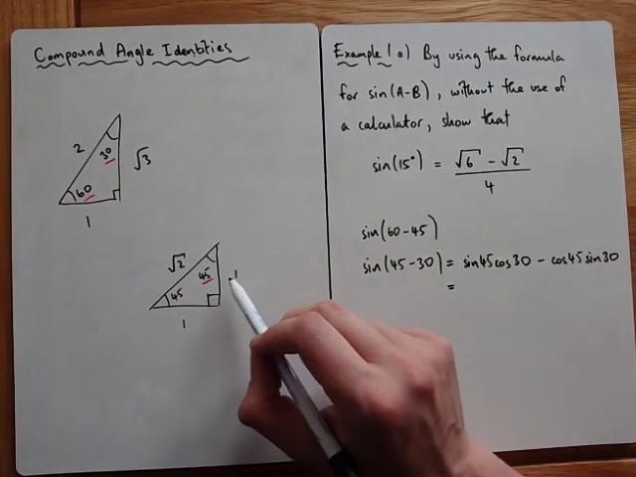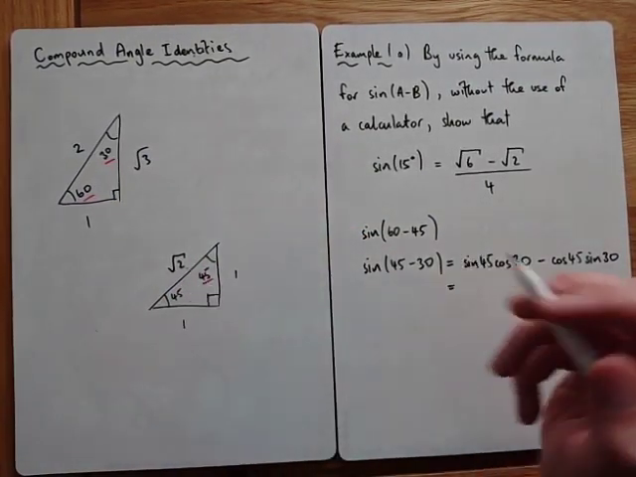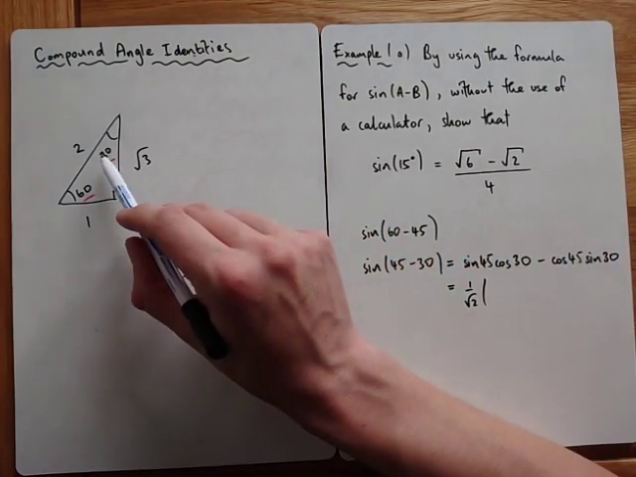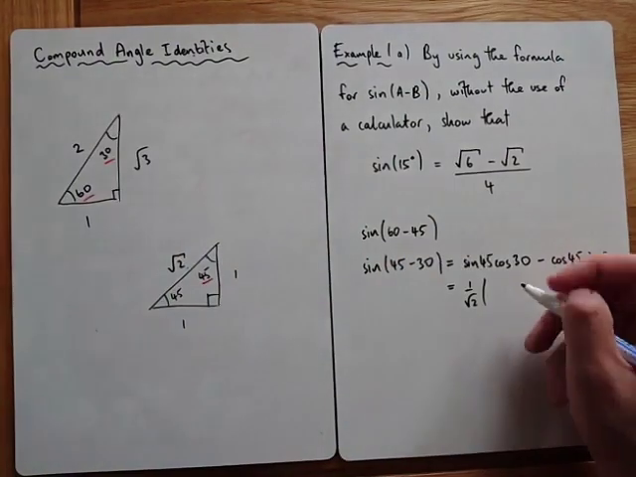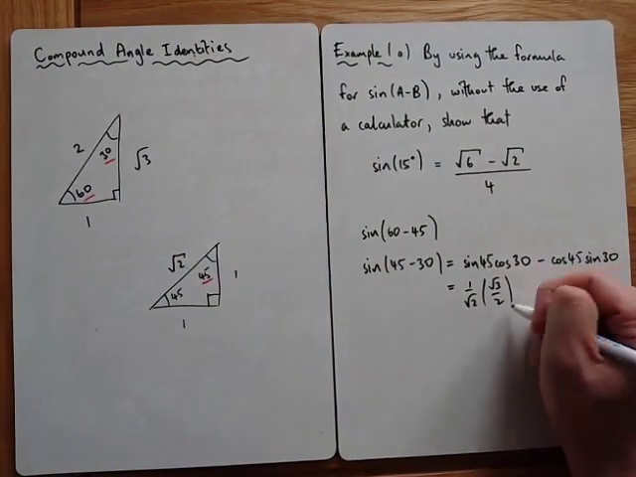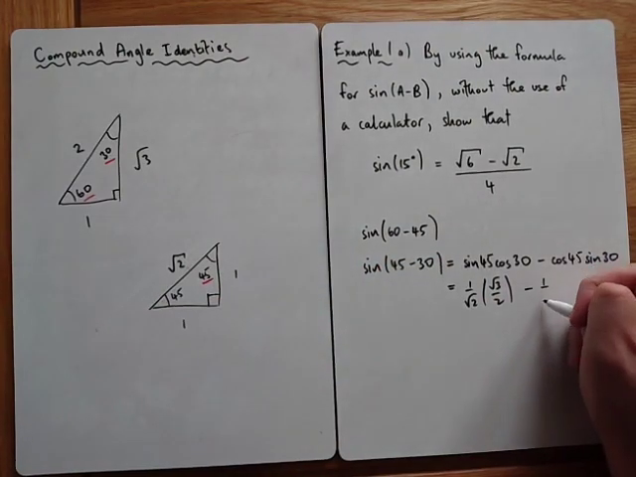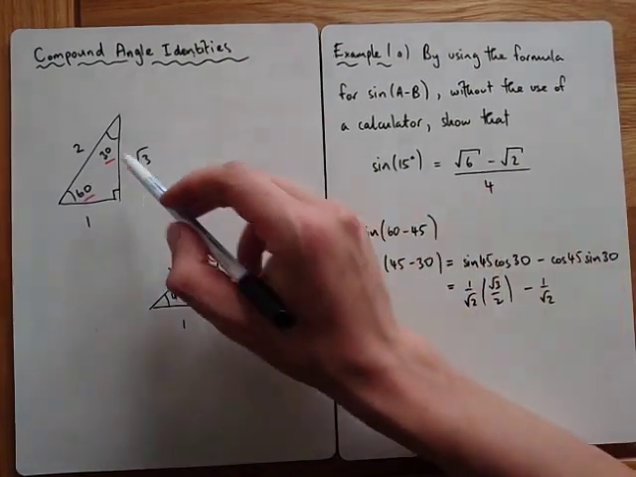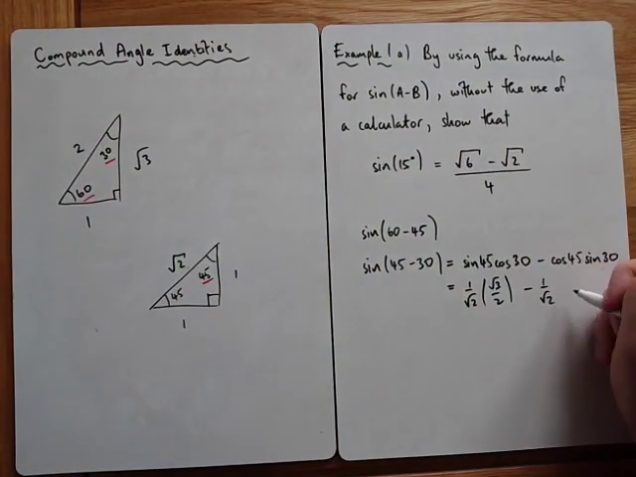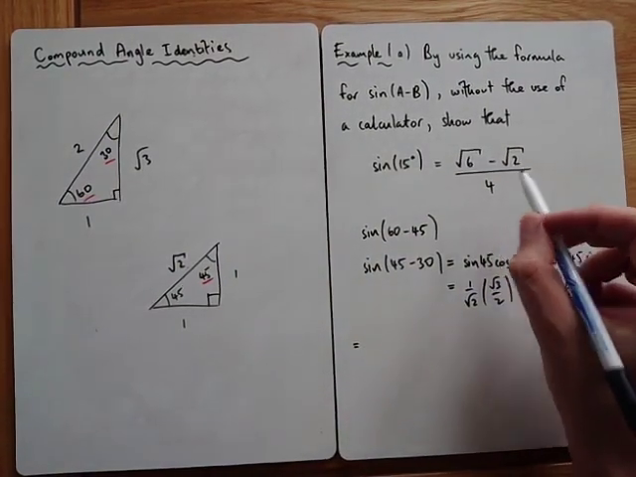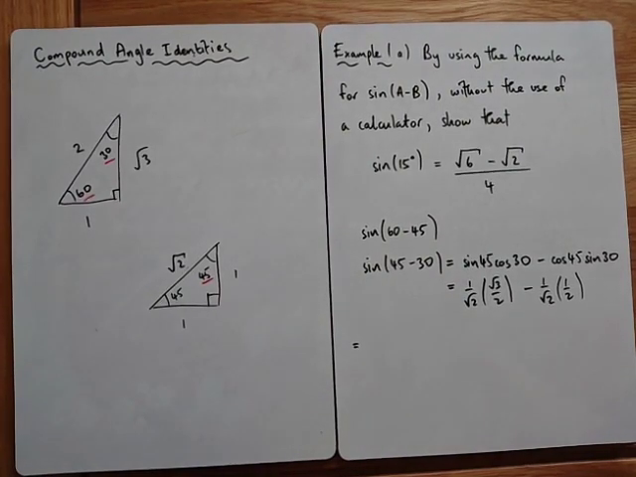So sine of 45 is 1 over root 2. Cos of 30, adjacent over hypotenuse, so root 3 over 2. Cos of 45, adjacent over hypotenuse, 1 over root 2. Sine of 30, opposite over hypotenuse, so half. Okay, all we've got to then do is get it into the form that we're being asked for.